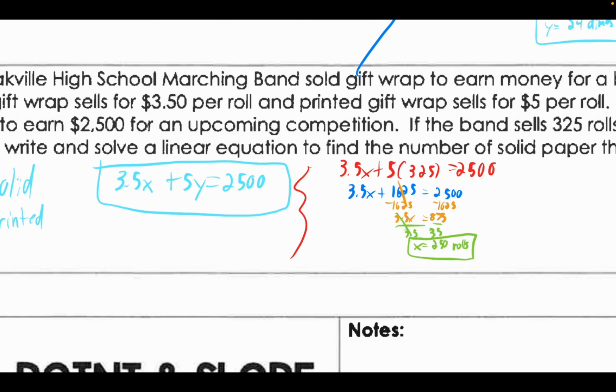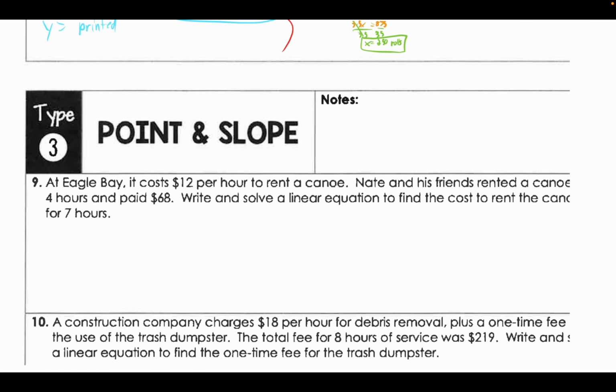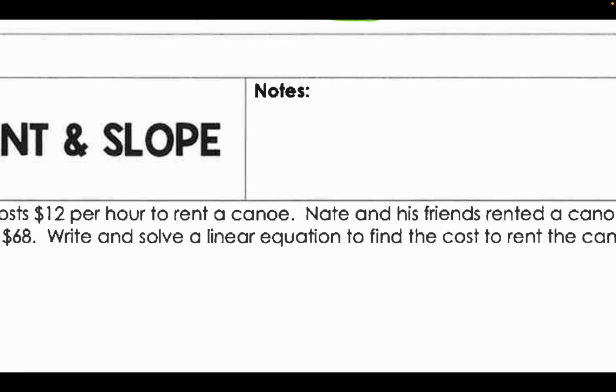And that wraps up type 2 for standard form word problems. Let's go and look at type 3, point and slope word problems. So this would be using point slope form. Quick reminder, point slope form is y minus y1 is equal to m times the quantity of x minus x1.